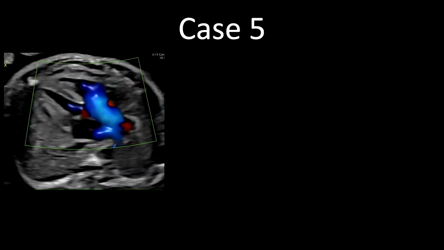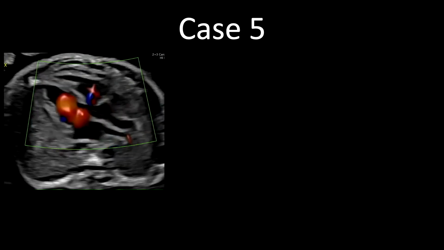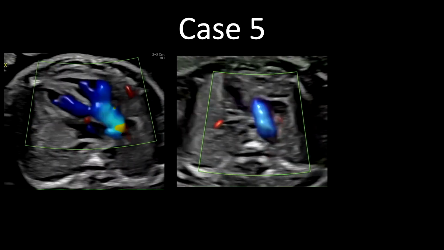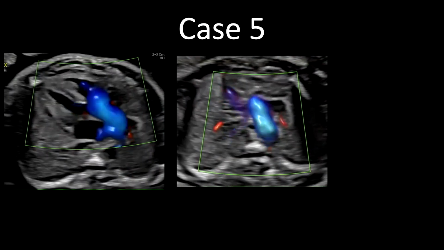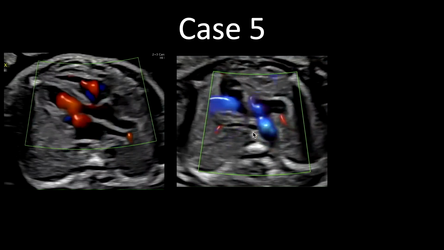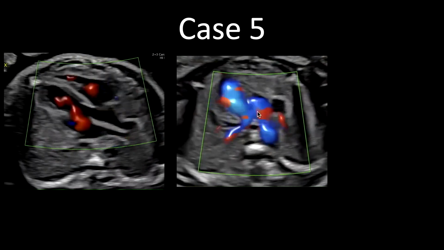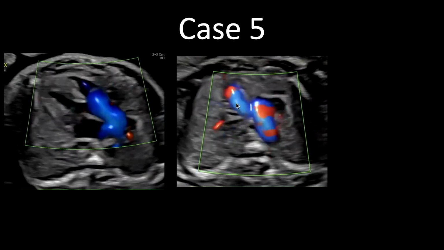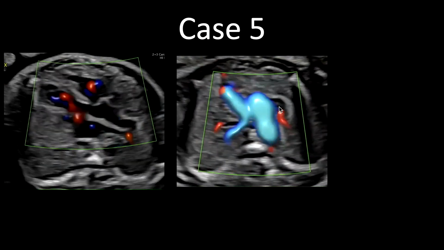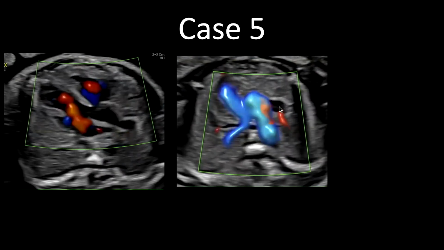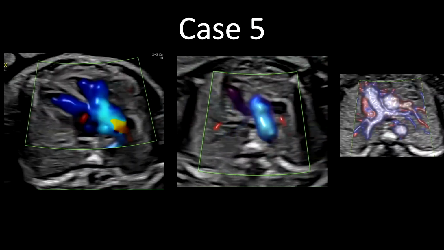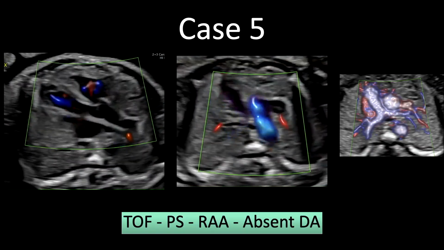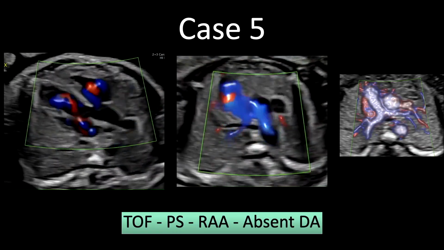Here's another case. Aortic override, yeah? Here's the 3-vessel trachea view, or 3-vessel view. So what do you see here? Here's the trachea right here. Right-sided aortic arch, correct? Clearly. Small pulmonary artery, here's the azygos vein coming into the SVC. And then if you look for the ductus here, you won't find the ductus. So this is a case of tetralogy of Fallot with pulmonary stenosis, right-sided aortic arch, and absent ductus arteriosus.